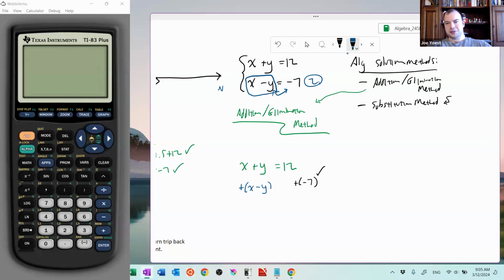Now, why would I want to do this? On the right side, what do I get? Well, 12 plus -7 is 5. On the left side, what do I get? I get x plus x is 2x. But y plus a negative y, or y minus y, the y's actually go away. I've eliminated one of my variables using addition of the two equations. I just added the two equations together, is in short what I did. And I can see x equals 5/2 or 2.5.